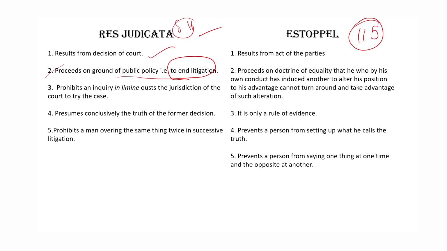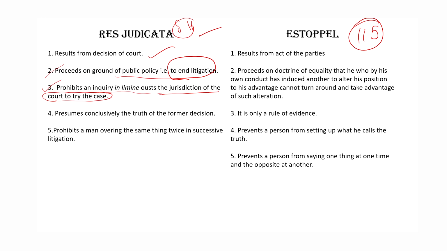So, just to end this litigation. This difference between res judicata and estoppel comes normally in exams as a small question, that is the reason I am covering it. So, to end litigation, this is the purpose, and for that you can go through all those 3 principles I discussed in the beginning. Third, it prohibits an inquiry and ousts the jurisdiction of the court to try the case. I told you already that Section 11 bars the subsequent trial.